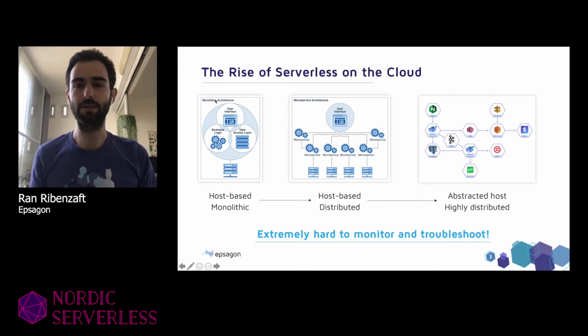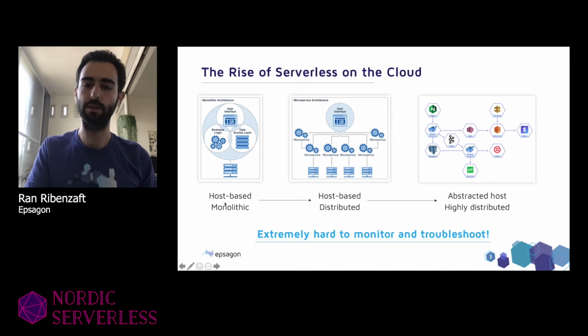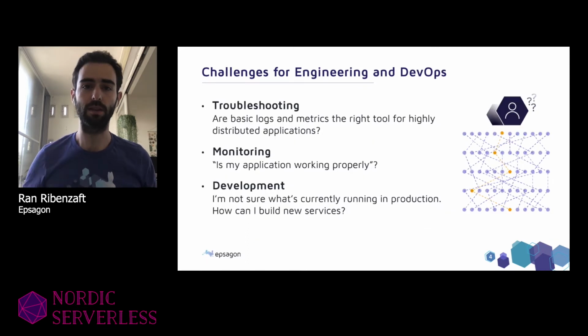Now, when we're thinking about software, we already understand that we made some changes. We started with host-based monolithic applications, and then we broke down our application into more distributed ones, which introduced some complexity. But now, with cloud and serverless, everything becomes so managed. The host is abstracted. There is no more host for SNS or SQS or S3 or Lambda functions, and obviously not for third-party APIs. So our applications are becoming more and more complex and hard to understand, which really impacts us, the engineers and the DevOps.